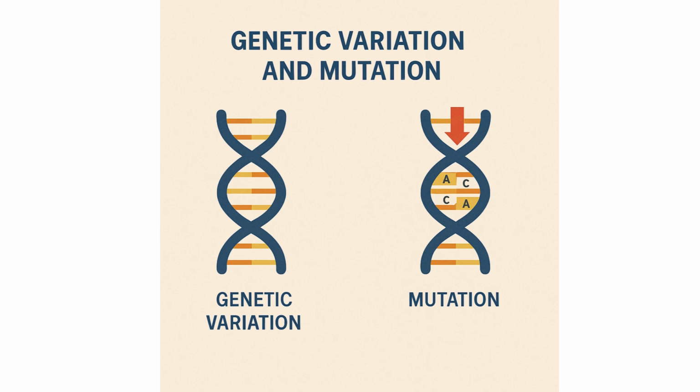Now you need to know about genetic variation and mutation. Every person has mostly the same DNA, but small differences, polymorphisms, make us unique. Sometimes changes in DNA called mutations can occur. These can have no effect, cause disease, for example cystic fibrosis and sickle cell anemia, or contribute to evolution by introducing beneficial traits. Mutations can happen randomly or be caused by environmental factors like radiation or chemicals.